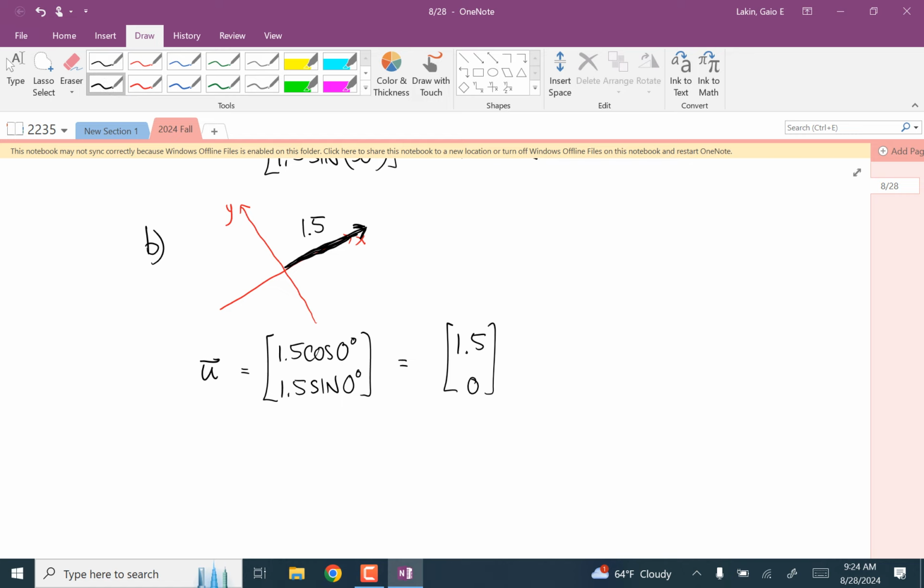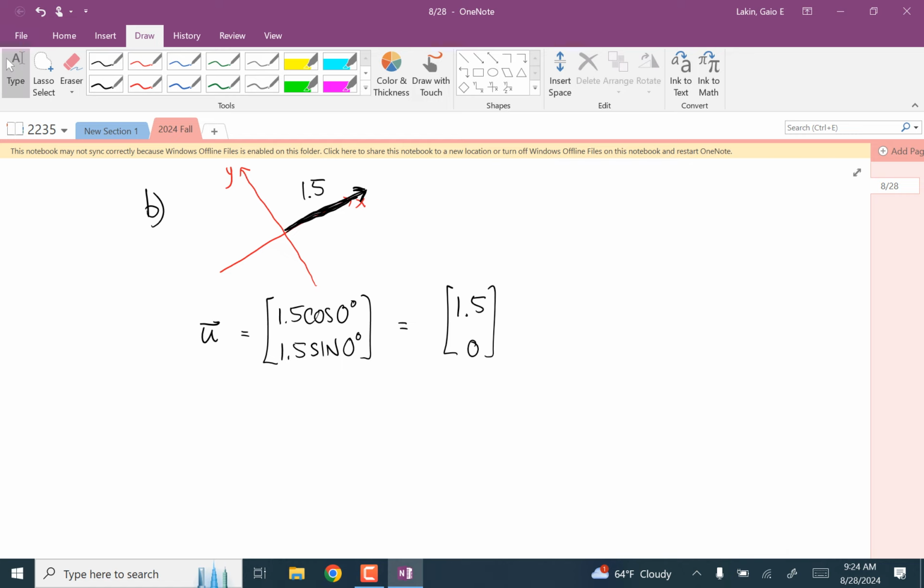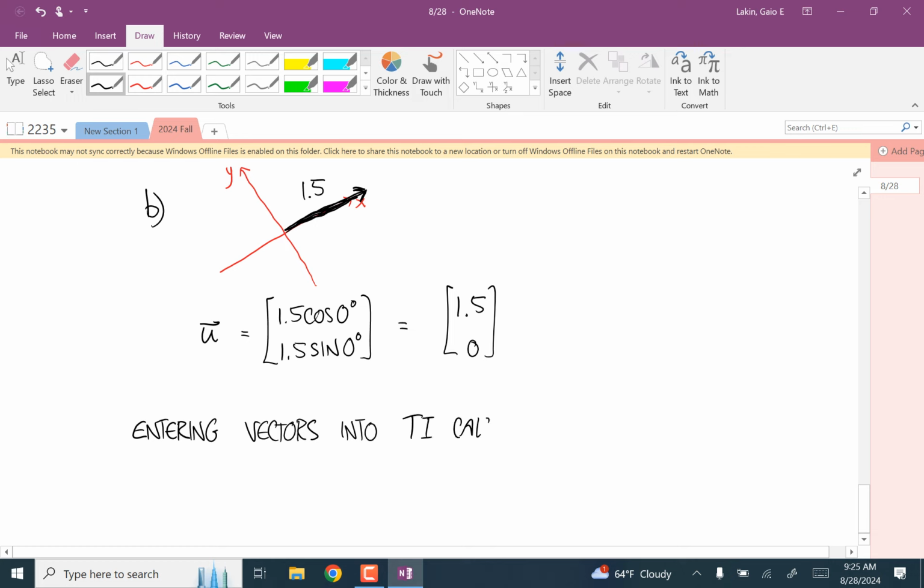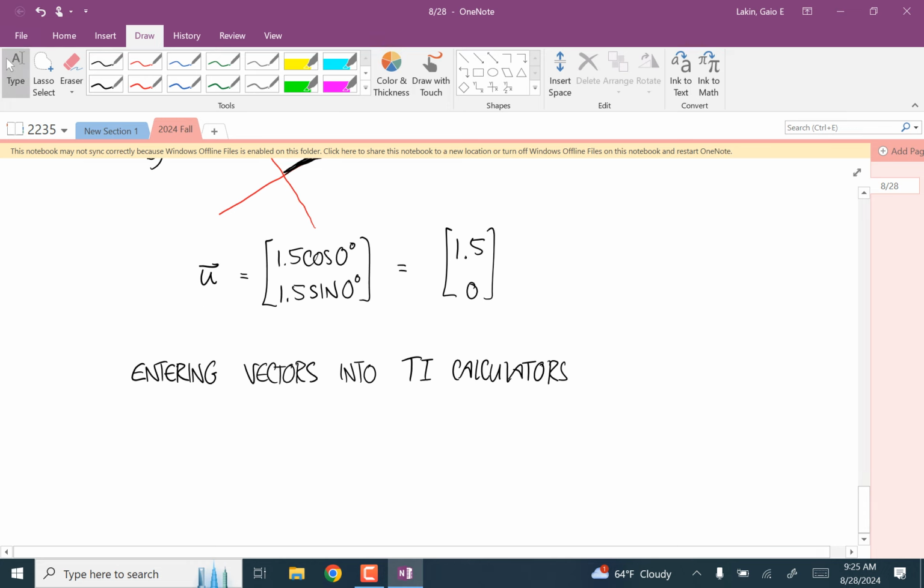For entering vector components into your calculators, we're going to be doing a bunch of vector calculations in calculators. So this is specifically for TI calculators. That's what the vast majority of students have. If you have a different one and you want my help figuring out how to enter vectors, let me know and we can figure it out.